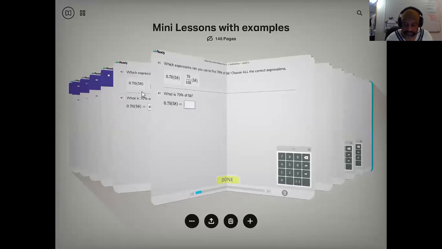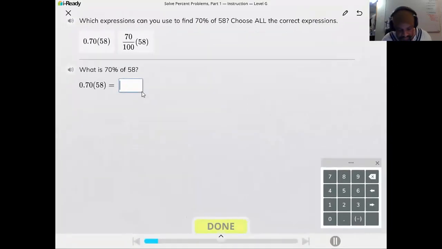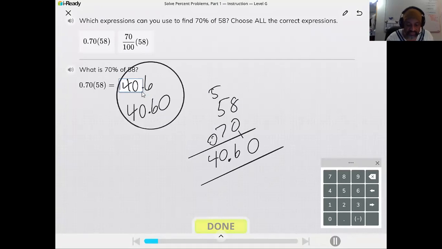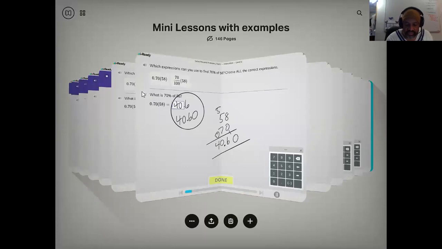Let's keep it moving. Next thing we got here is, which expression can be used to find the correct expression? We did that. So now they actually want you to calculate it. So we can do this, 58 times 0.70. This is going to be a 0 here because it's 0 here. And then we're going to multiply this. This will be 56, carry the 5. 7 times 5 is 35, plus 5 is 40. Two decimal places. So our answer is going to be 40.6 or 40.60. So we could write 40.6 or 40.60. These are equivalent. All right. So you would type that in.